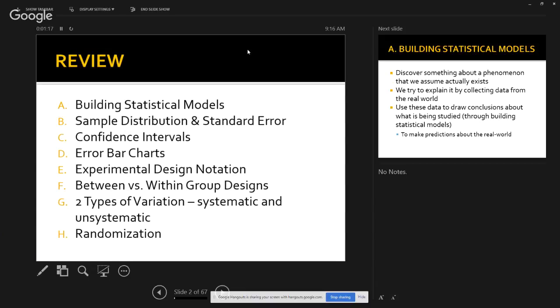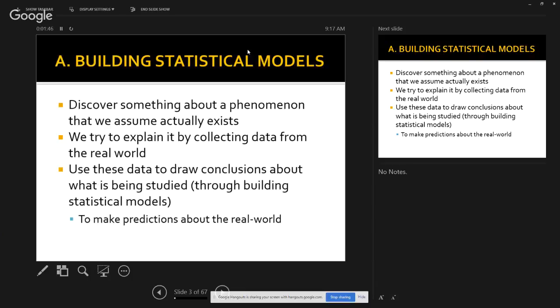So today we're going to do a little bit of review, especially since you didn't actually have the review session with Matthew. So how do we build models? We're going to talk about the difference between sample distribution and standard error, what confidence intervals are, error bar charts, and then looking at the difference between between and within group designs, which relates to different types of variation. And I'm going to link this to design.